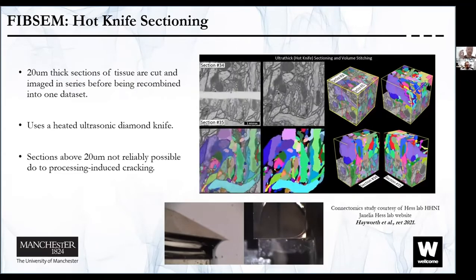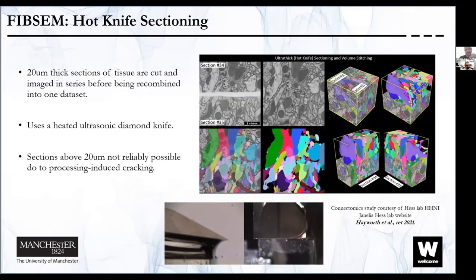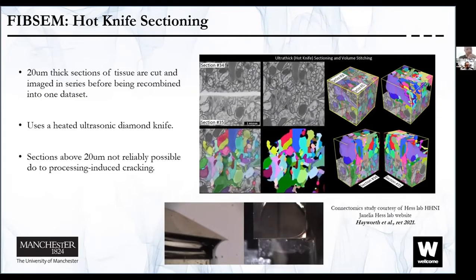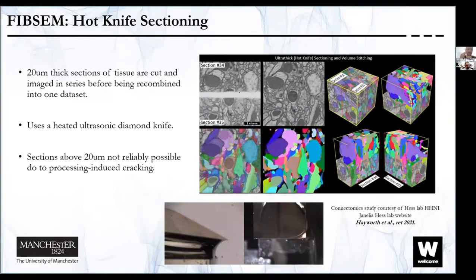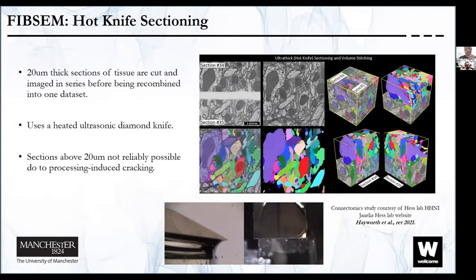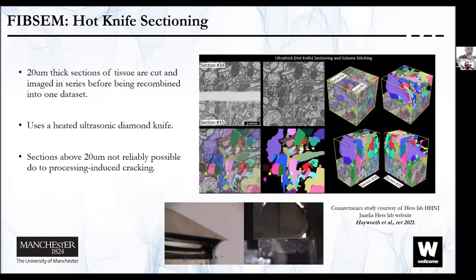It's called hot knife sectioning, and it involves a knife that's been heated, not to a huge heat, something like 40 degrees, I think, and then it's vibrating ultrasonically. And this allows you to cut much thicker sections than you would conventionally be able to cut, sections as thick as 20 microns. And what you do once you have your 20 micron serial sections, you image each of them in a FIB-SEM in series, and then you can combine this data to create really nice big volumes at FIB-SEM resolution.